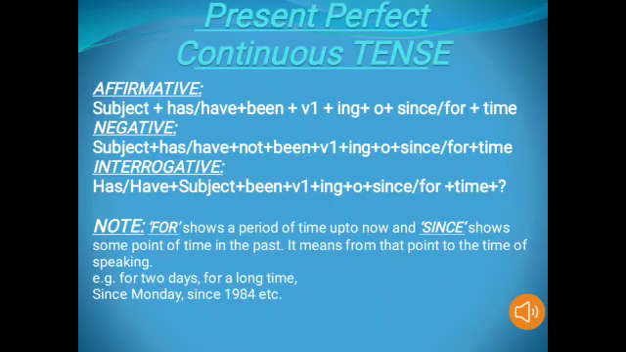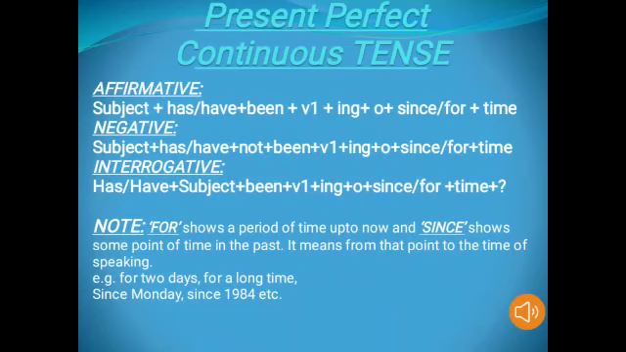The fourth part of present tenses is present perfect continuous tense. As the title says, perfect continuous means it is the combination of present perfect tense and present continuous tense. Now, what are the rules to use them? In the affirmative sentences, we use subject plus has or have plus been plus first form of the verb plus ing plus object plus since or for plus time.